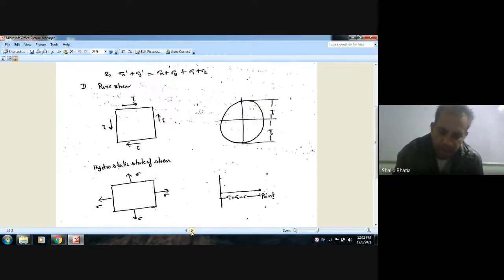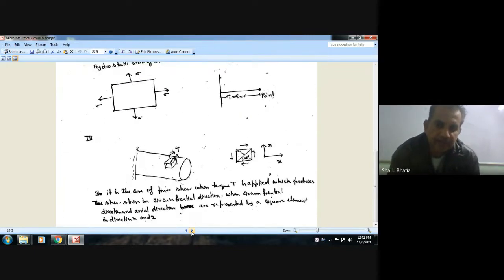Now, when the torque is acting on a body, it will cause shear stress. So this is torque, and this will be shear stress. It will cause shear stress, which we can say is positive. If we take this element, this is the element, and draw its stresses. This will be the circumference direction, x is the circumference direction, and z is your axial direction.